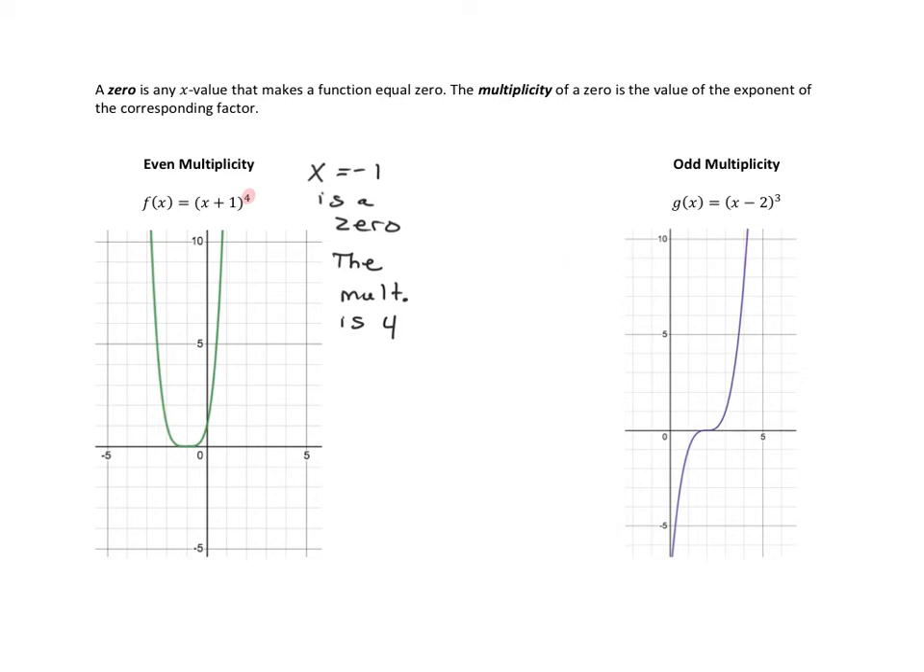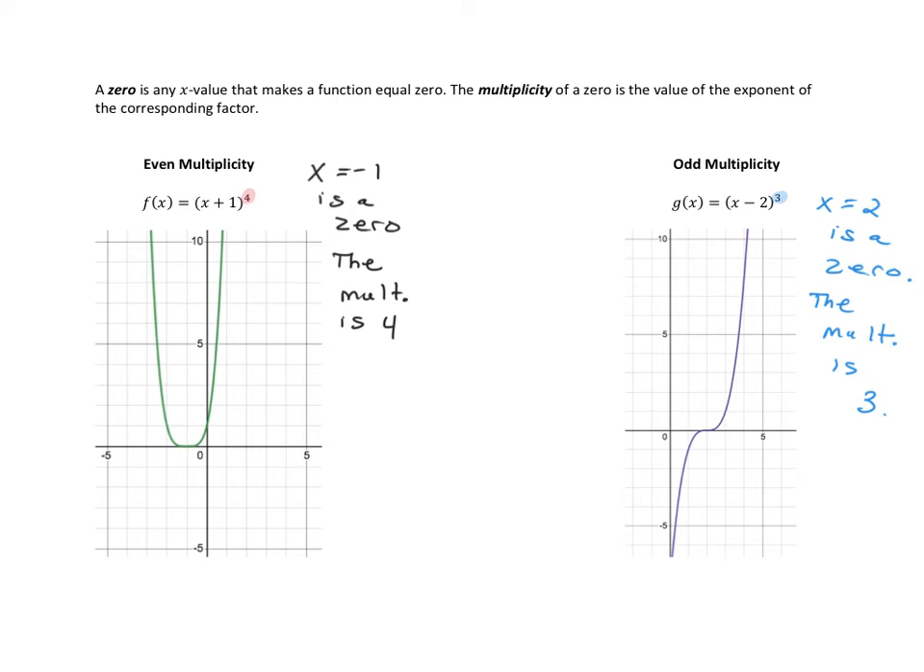Now over here, as we said, x is equal to 2 is a 0, and the multiplicity is going to be this number here, which is 3. 2 makes the factor 0, the factor has an exponent of 3. So why is it worth mentioning this new definition when it comes to polynomials? Well, 4 is an even number, so this has even multiplicity, and 3 is an odd number, so we say that this has odd multiplicity.